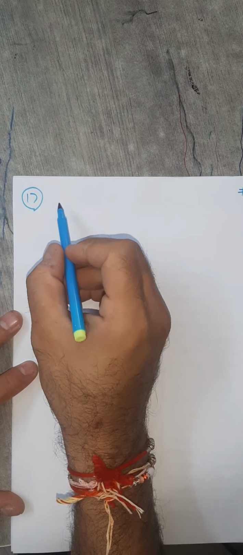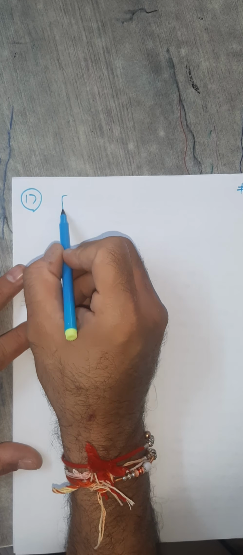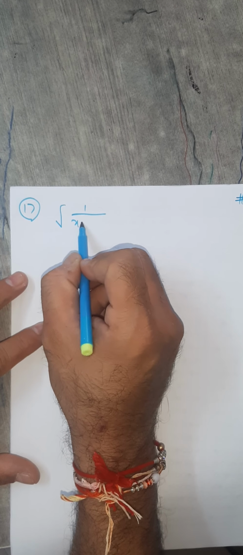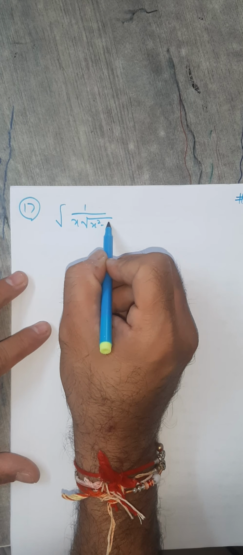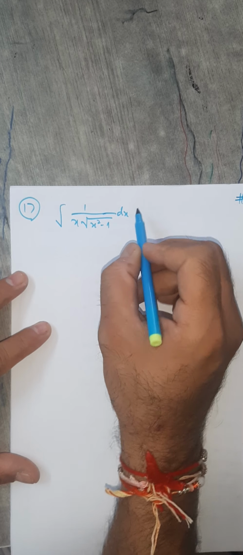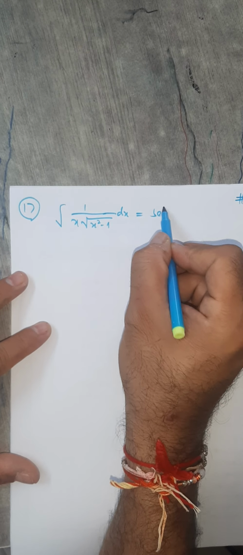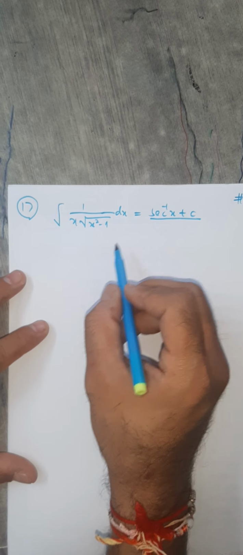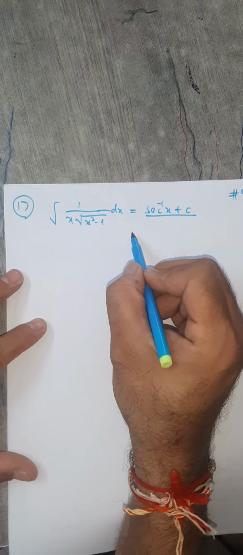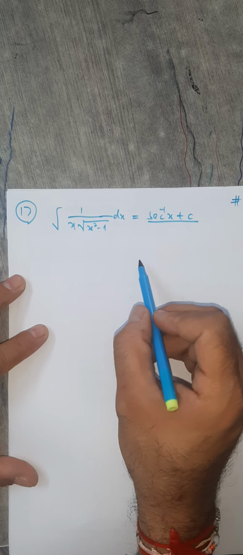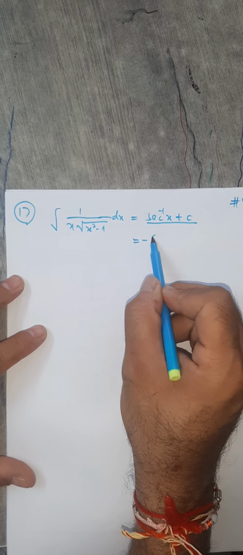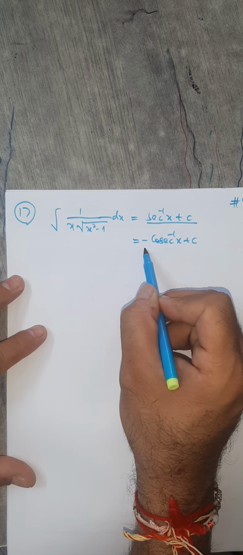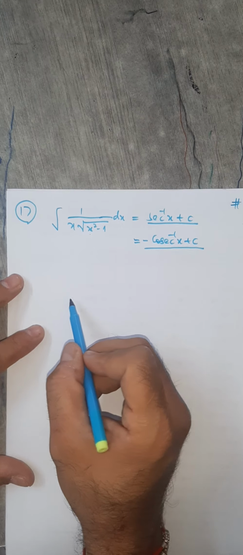Next is the integral of 1 upon x into root of x square minus 1. You know that this is the derivative of sec inverse x plus c. If you differentiate this, you will get exactly this. Or in terms of cosec inverse also you can write, but you have minus cosec inverse x plus c. If you differentiate this, you will get this.